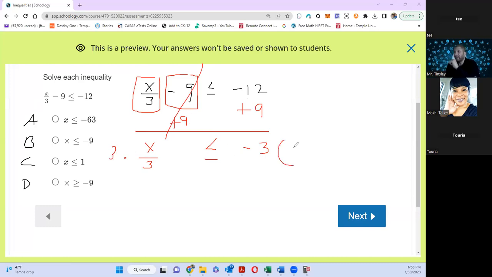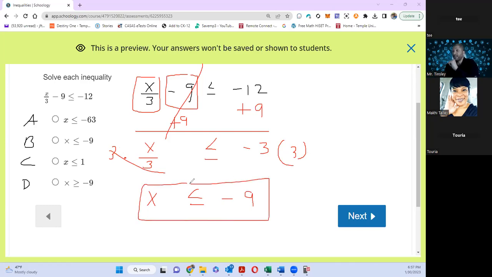Whatever we do on one side, we do on the other. So the 3's cancel because 3 divided by 3 is 1. Anything times 1 or divided by 1 is itself. So we get x is less than or equal to minus 9. So your answer was not D, it's what?